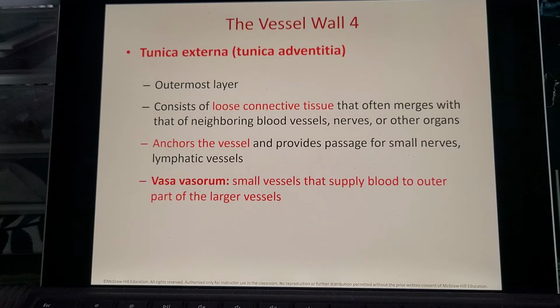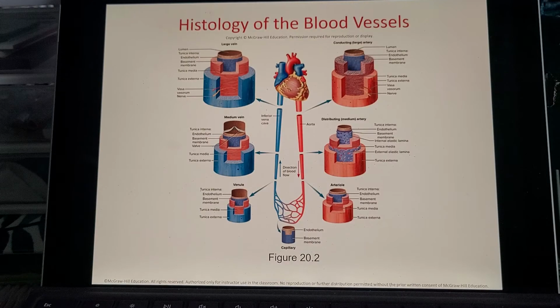And depending on the size of your blood vessel, your larger vessels actually even have their own blood supply because they're too far away for the diffusion of nutrients to get to that layer. So here's some examples of our different sizes. So our larger blood vessels have thicker versions of all three of those layers.